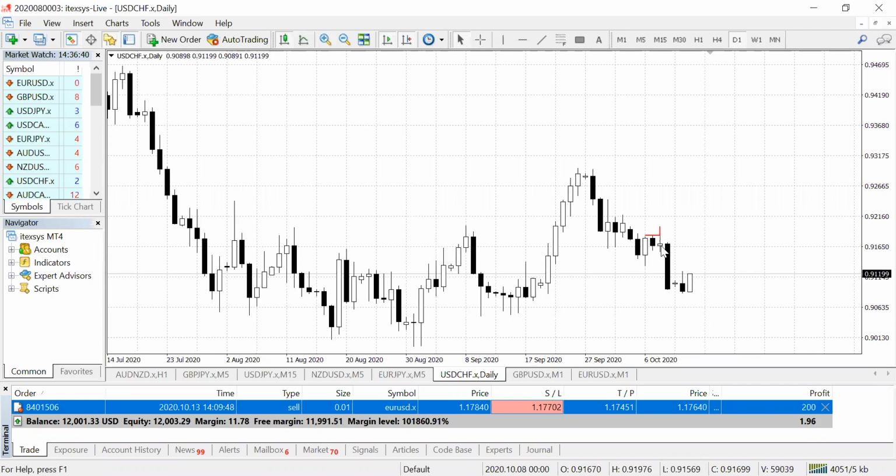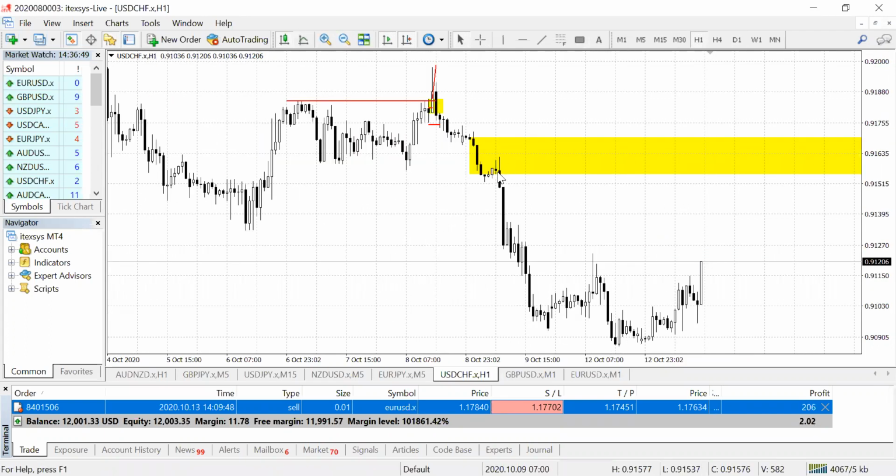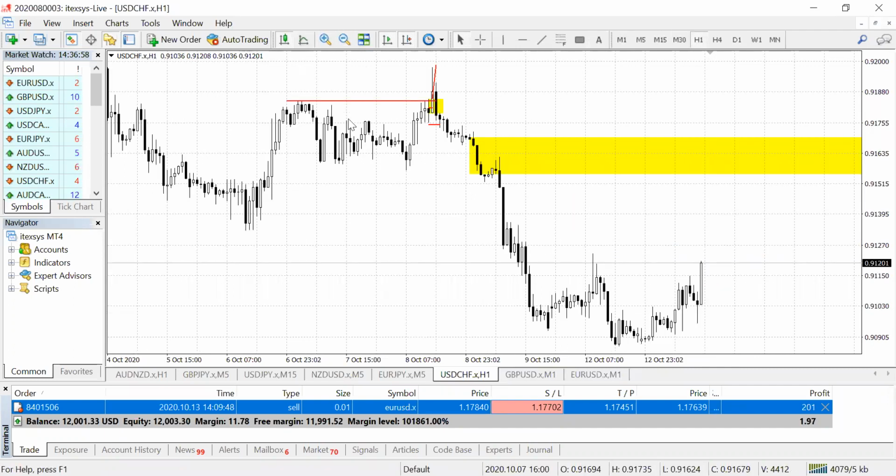Nice, I like it. So right here, supply area. I guess that this will be a supply. It would be clear on the 1 hour chart around this area. Yeah, nice. So let us know how that goes.